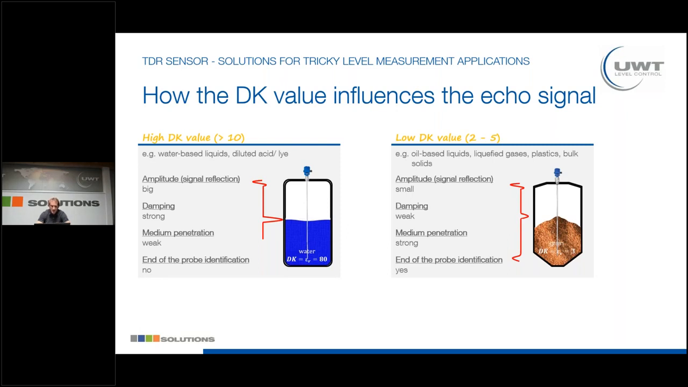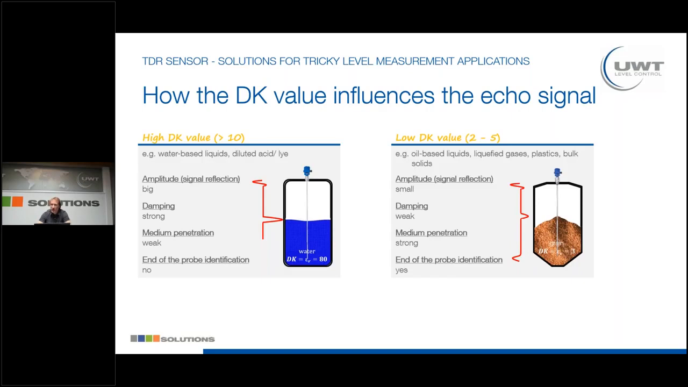And also when a microwave propagates through the medium, some parts of the energy are reflected, and some other parts penetrate the medium. The damping is very strong in a medium with high decay values, and the penetration is weak because of the strong dampening. So we do not see the end of the probe, so the microwave does not reach the end of the probe in a medium with high decay value.